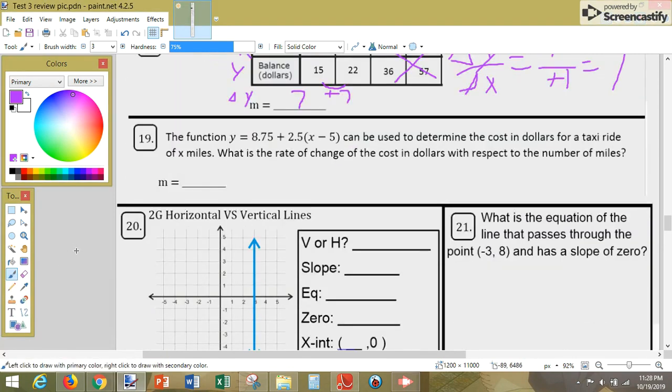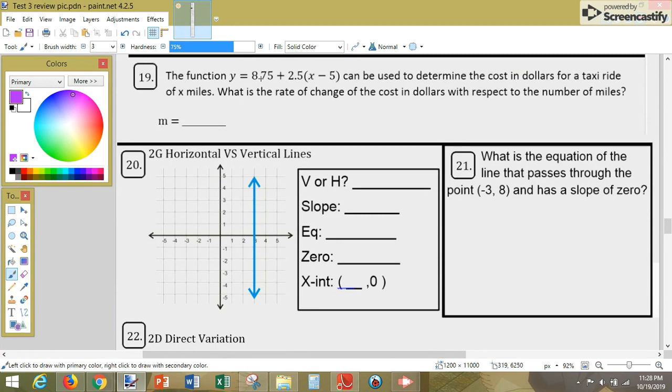Number 19. The function y equals 8.75 plus 2.5 times x minus 5 can be used to determine the cost in dollars for the taxi ride of x miles. What is the rate of change of the cost in dollars with respect to the number of miles? So cost in dollars is our y, number of miles is x. Rate of change is the slope. It's in the y equals form already, and there's only one x here. Number 2.5 is in front of the x, so our slope is 2.5.